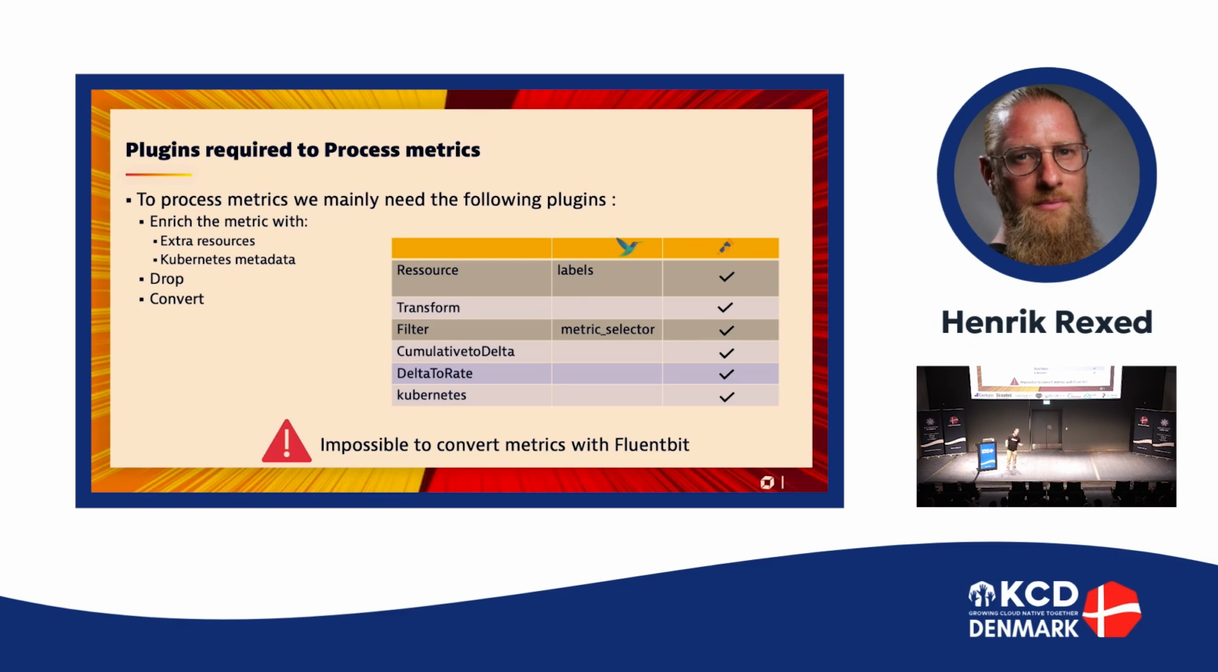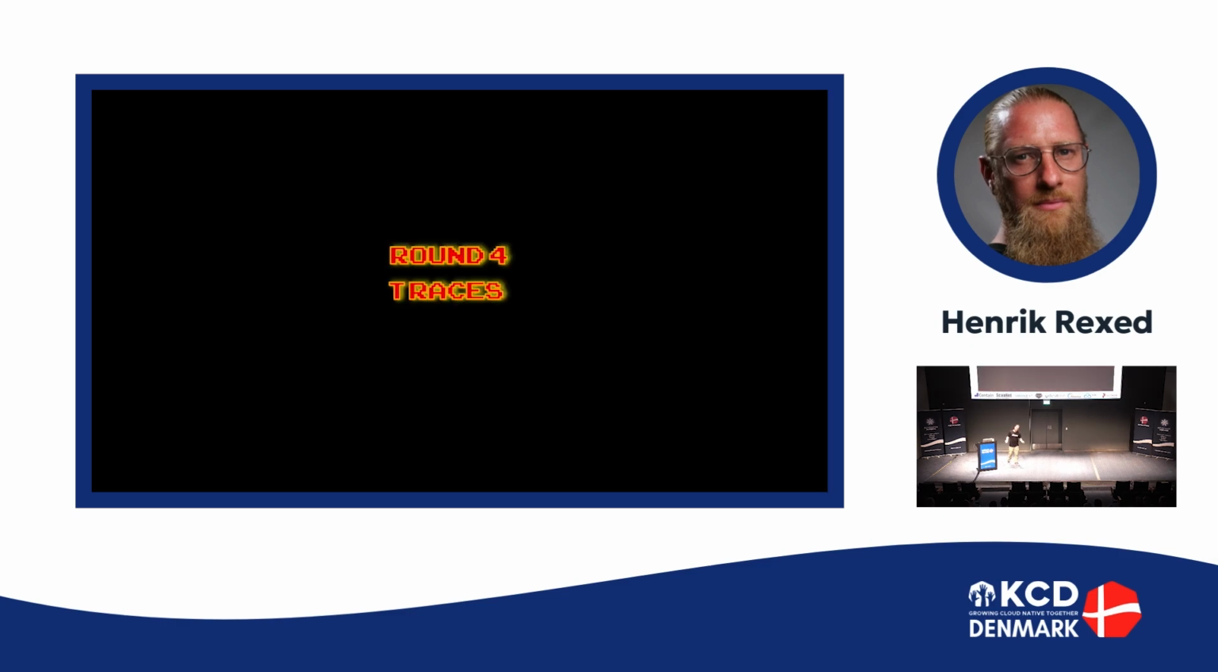So why do I need Fluent Bit agents when I will anyway use the collector? On the metric side, I say clearly, for me, the collector. No surprise. Now let's go to round 4. Round 4? All right. Traces.